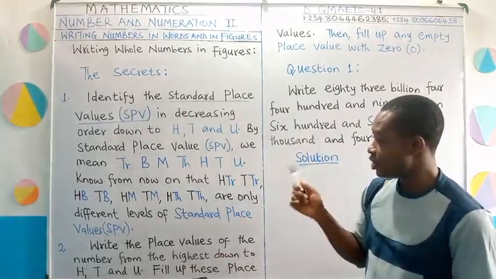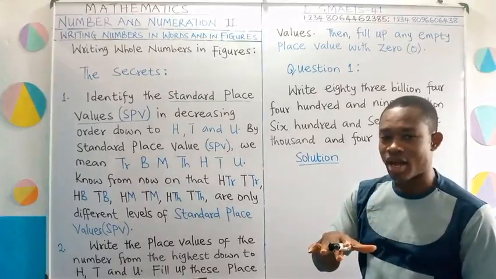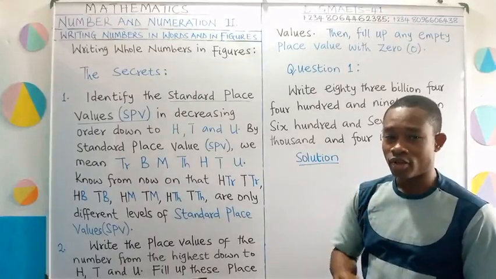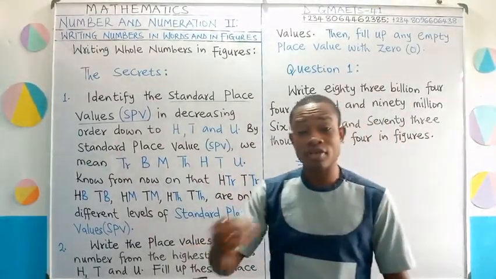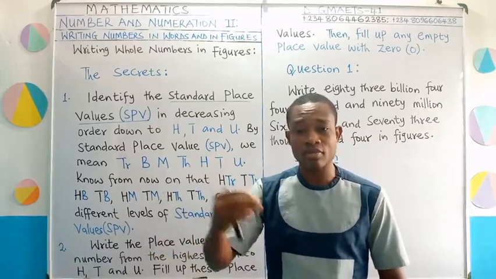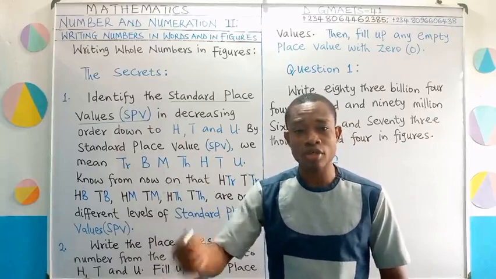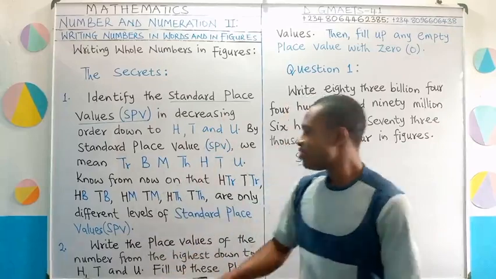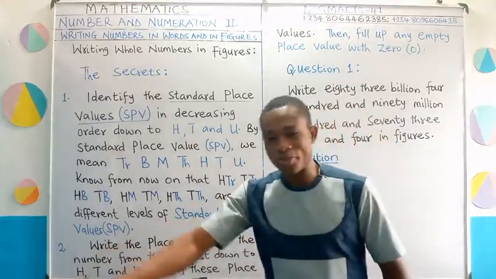So you see, these units, tens, hundred, thousand, million, billion, trillion are our standard place values. Which means if you hear something like tens of thousands, hundreds of thousands, tens of millions, hundreds of millions, tens of billions, hundreds of billions, tens of trillions, hundreds of trillions, these are just levels of our standard place value.